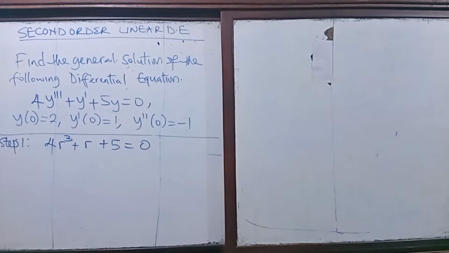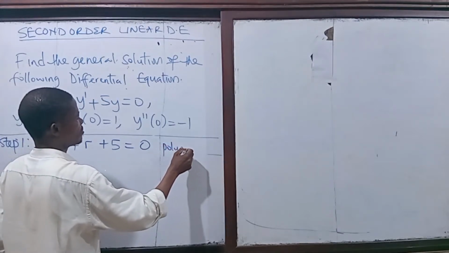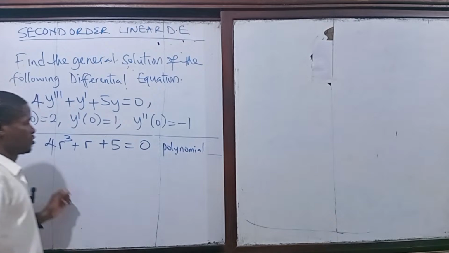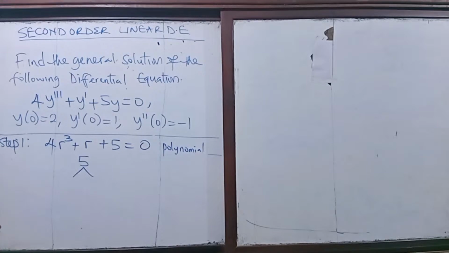So what we have here is a polynomial. We are going to take the 5 and look for the factors of 5. Factors of 5 could be 1, and 5 is also a factor of itself. So it could be plus or minus 1, and then plus or minus 5.